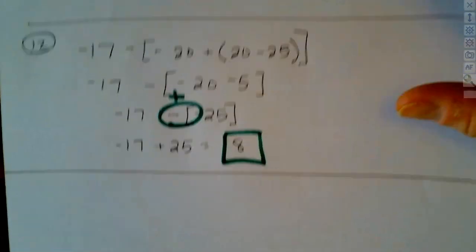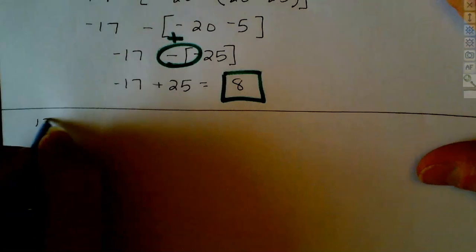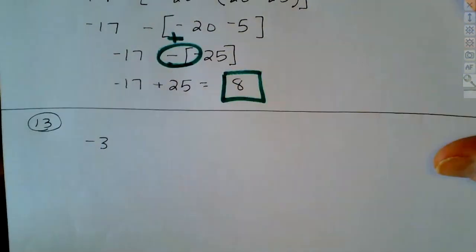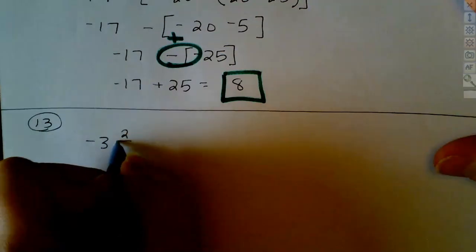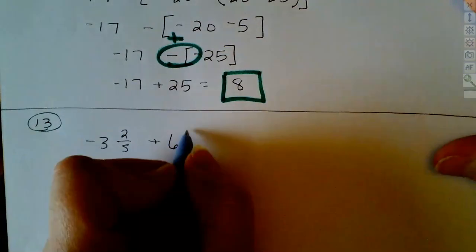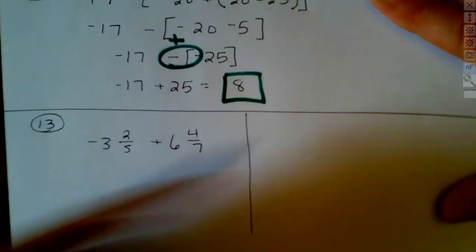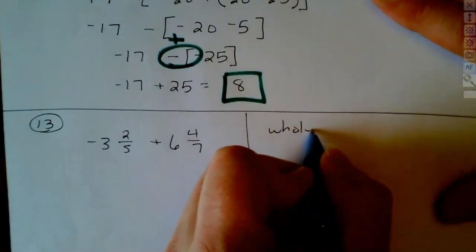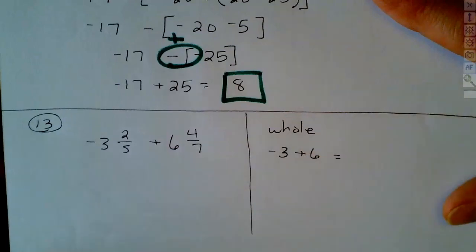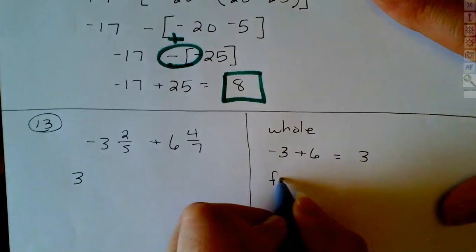Sorry, that was a 12. 13. 13, mixed fractions. Way back from the review chapter. We've got a minus 3 and 2/5. And we want to add to that 6 and 4/7. So I always begin by looking at the whole part. And let's see what we've got. We've got a minus 3 and a positive 6. Well, those can go together and make it 3. What about the fractions?